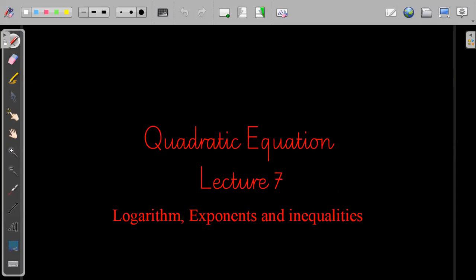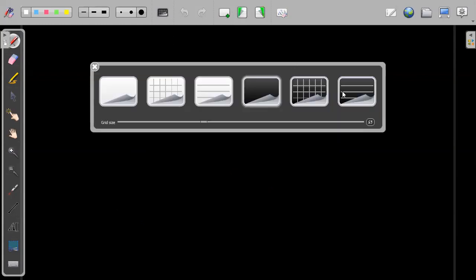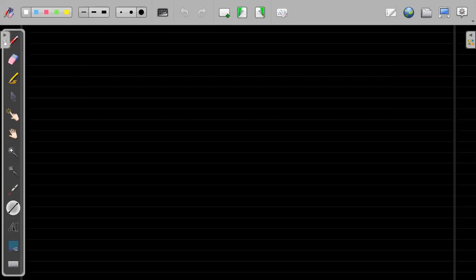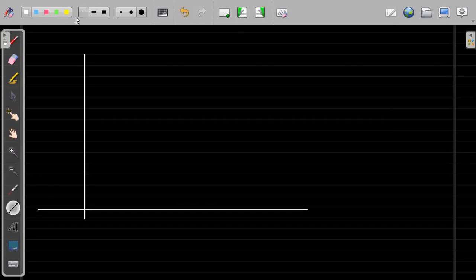So we have started solving and looking at the concepts based on limits, logs and exponents. Yesterday we saw the log curve, so I'll just recap a little bit about that. Suppose we have x and y axis. Yes, we have seen a log graph.